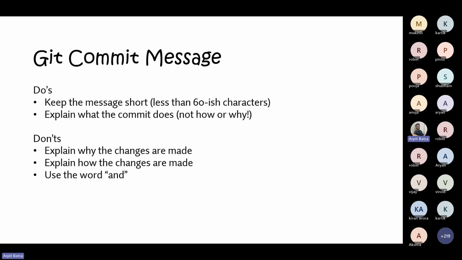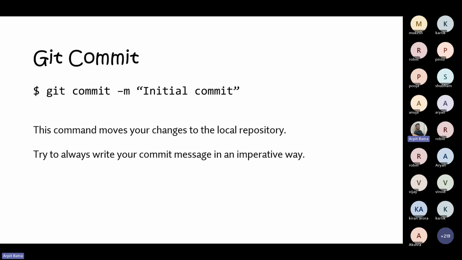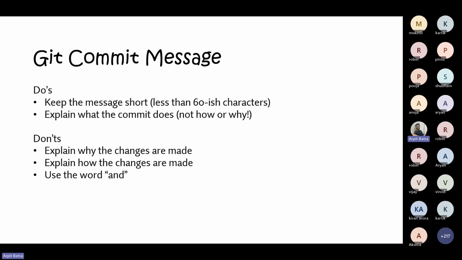Just a second. Yeah. We already discussed this git commit message. Now we again repeat this. In the git commit, the command is written there. This command moves your changes to the local repository. Try to always write your commit message in an imperative way. Okay. Then we have git commit message.